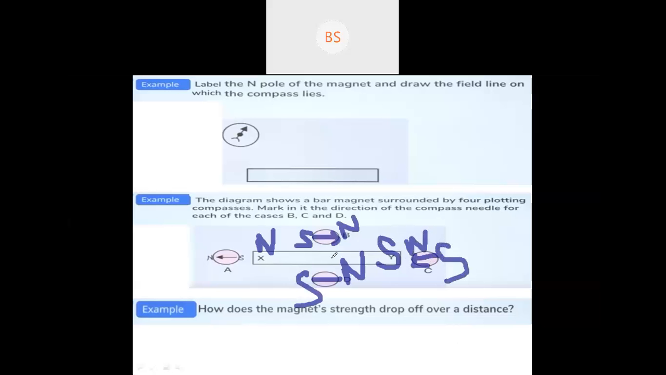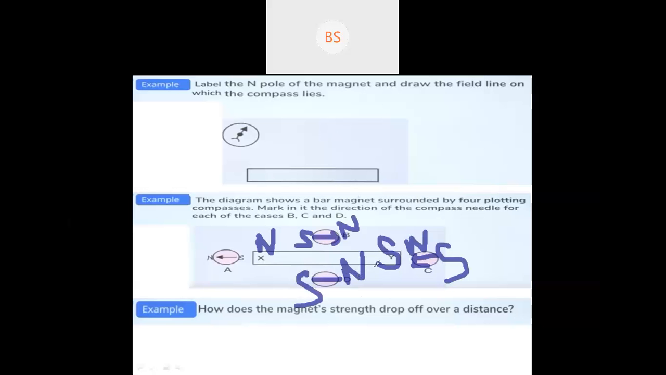So any doubt in this question? The diagram shows a bar magnet surrounded by 4 plotting compasses. They told us to find out in cases B, C and D where the compass needle points, the directions of the compass needles. Any doubt in this question? Is the question clear to you all? If it is clear, you can say yes. If no, say no, and I'll explain it once again.